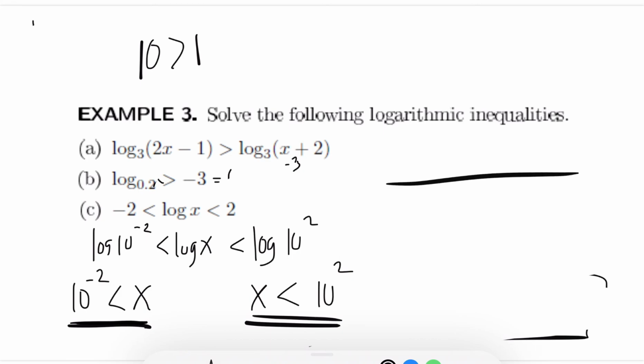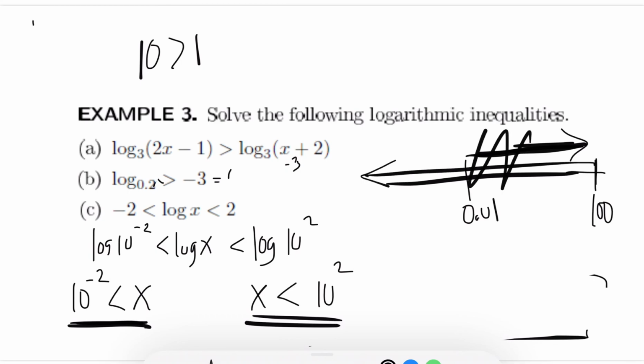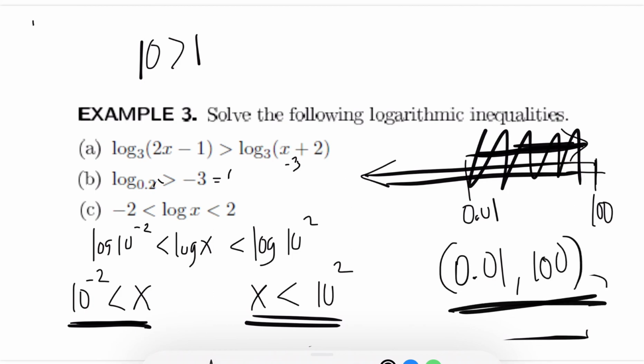So if we have a number line, 10 raised to negative 2, what is that equal to? 0.01. So for example, we have 0.01 here, less than x, so the solutions are on the right side up to infinity. And the other one is 100, x is less than 100, so here to the left. Their intersection is this, right? So our final answer is 0.01 to 100. So this is our solution. And now you do your exercise.